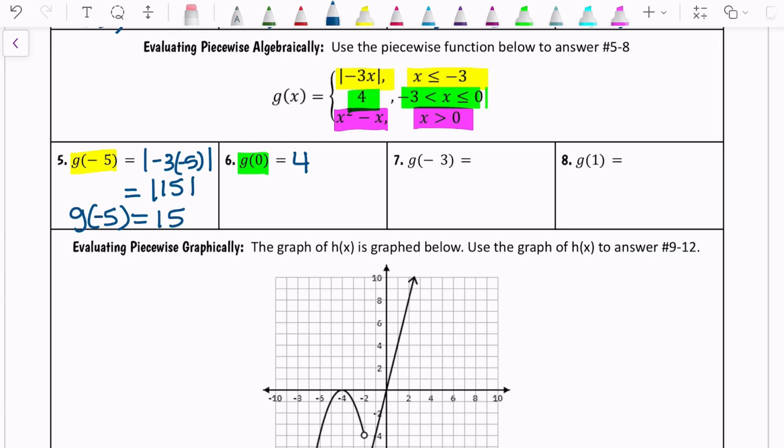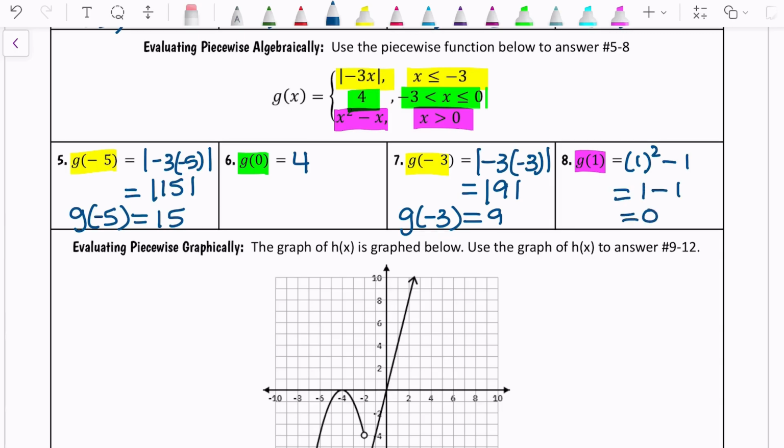All right, g of negative 3 is going to fall into the top one again because it is less than or equal to negative 3. Absolute value of negative 3 times negative 3 gives me the absolute value of 9, which is just 9. And then the last one is g of 1. 1 is greater than 0, so that falls into the bottom rule. And the bottom rule was x squared take away x, so I'm going to do 1 squared take away 1 since x is 1. This gives me 1 take away 1, which is 0.